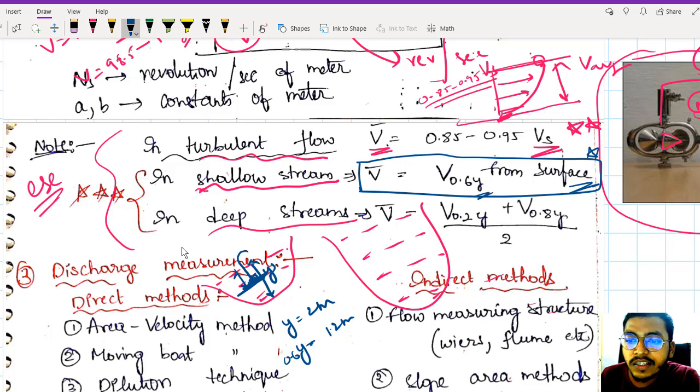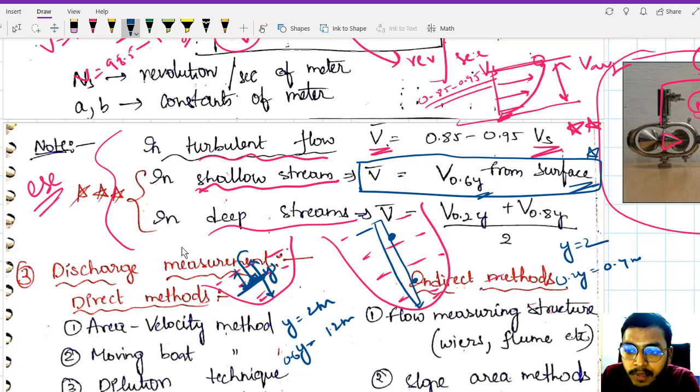Okay, now let us see what is happening in the deep streams. The same thing, the first thing you have to measure is your depth. After measuring the depth, at 0.2 of your depth and 0.8 of your depth, for example let us say y is 2 meters again, then how much will 0.2y be? 0.4 meters from the top surface. Measure what your velocity is at 0.4 meters, and then you shift it to a new location. The new location is 0.8y.